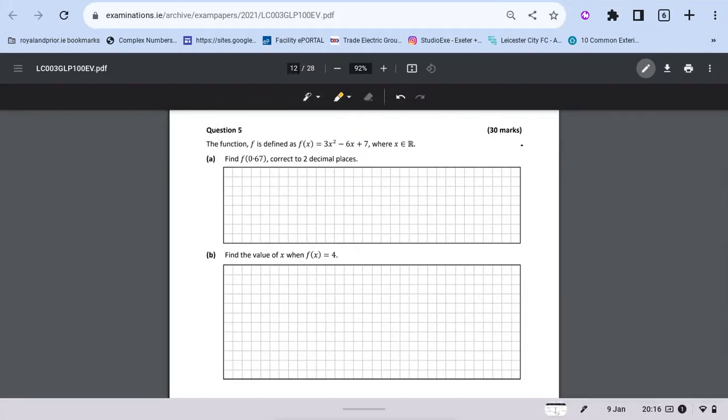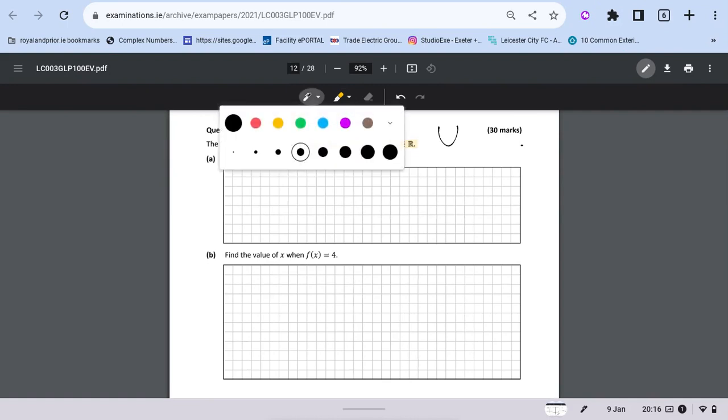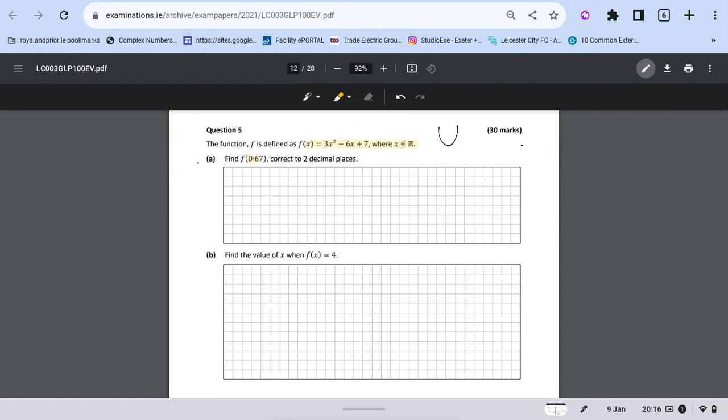Right, this time, 2021, we've got a bit of functions and differentiation. So all paper one stuff still. The function is defined by that. It's my U-shaped function, 3x squared minus 6x plus 7. Find f of 0.67. What you see they've done there is replaced the x with 0.67. So the only thing you can do there is put 0.67 in for my x.